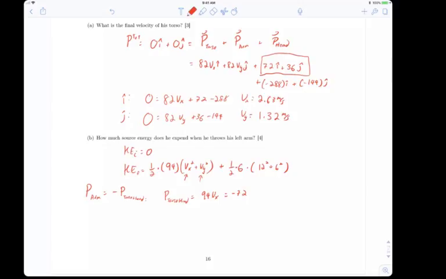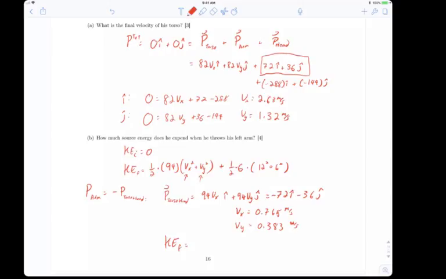Oh, geez, hold on. These are vectors. 94 Vx I hat plus 94 Vy J hat. That's equal to 72 I hat plus 36 J hat with minus signs in front of them. Vx is equal to 72 divided by 94, and Vy is 36 divided by 94, 0.383 meters per second. So I can find the final kinetic energy.